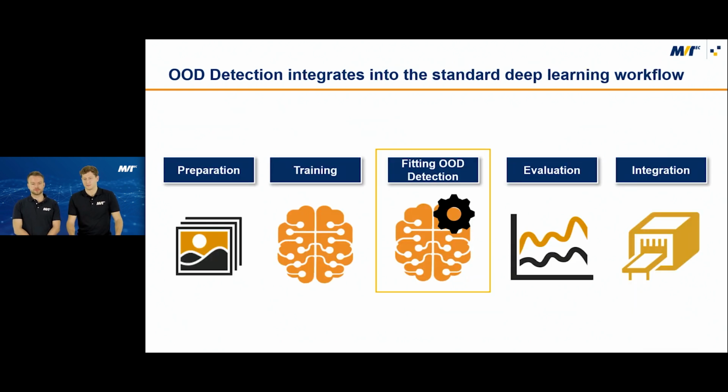How does that work, you probably ask yourself. Out-of-distribution detection for classification follows the standard deep learning workflow in HALCON, and it can easily be integrated into this classification deep learning workflow. First, we prepare the data. Next, we train a classification model, as always, and now the additional step comes into play. We can fit the model for out-of-distribution detection. Then we evaluate the model's performance for classification and out-of-distribution detection. And last, we integrate the model into our application.